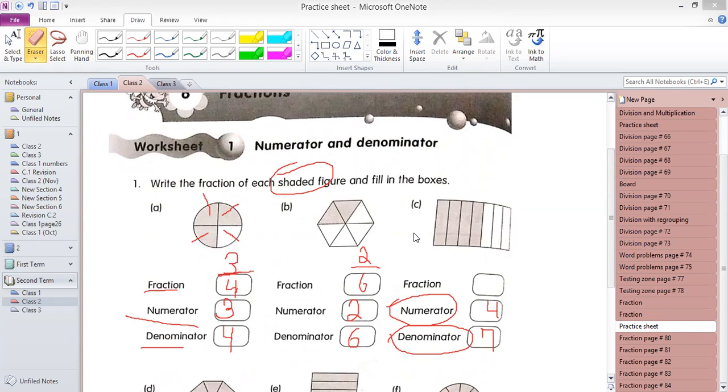I'll take one student. Hamza Muhammad. Can you tell me how to write a fraction of this? 7. Only 7. No. Then 4. 4 down. No, this is not correct. This is not correct.